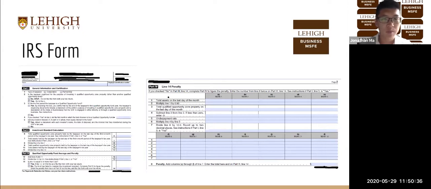So here we can see these are the first 2 pages of this form. We can see there are like 4 parts, from the general information to investment standard calculation and how to calculate the penalties if we fail to meet the 90% investment standard. And there's also instruction on how to file this form to clarify every terminology that appears in the form. And there's a guidance on how to actually file and complete this form line by line. Next slide, please.